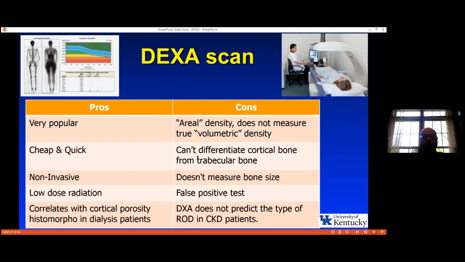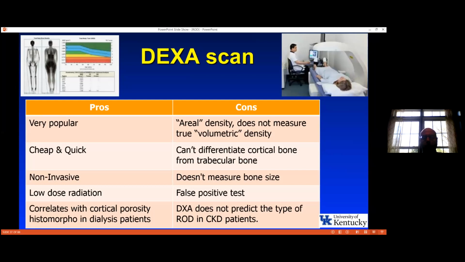Also, the DEXA scan cannot differentiate between cortical and trabecular bone. Remember, we have two kinds of bone, and especially in dialysis patients and advanced CKD patients, we have a problem in both. Trabecular is the inside layer, the spongy, cancellous layer of the bone, mainly in the vertebrae. And we also have a problem in the cortical bone, which is mainly in the femoral neck and long bones, and it's the outer, compact layer of the bone.